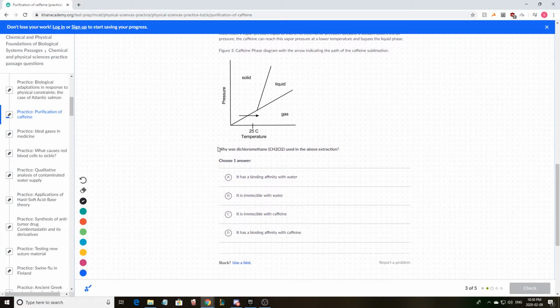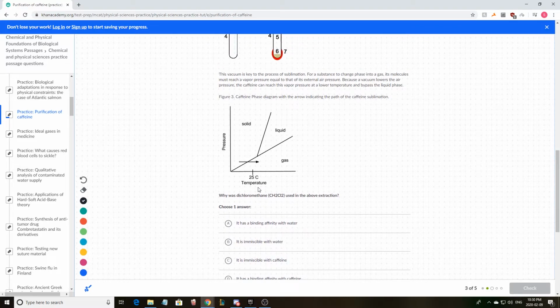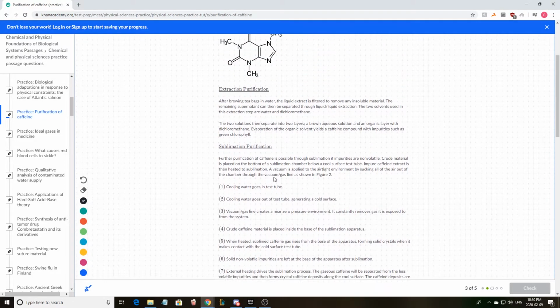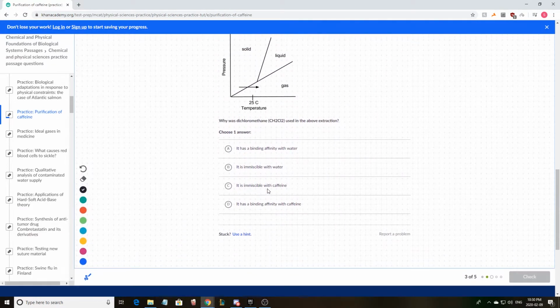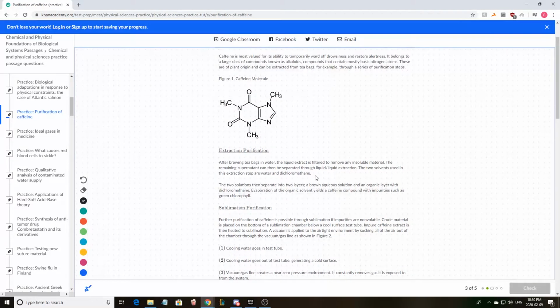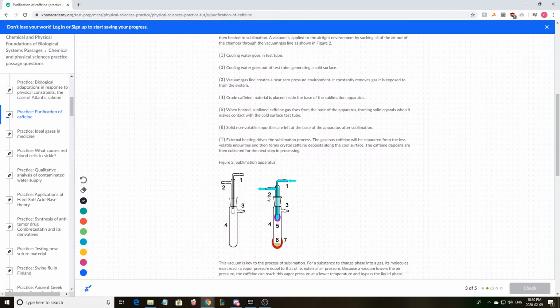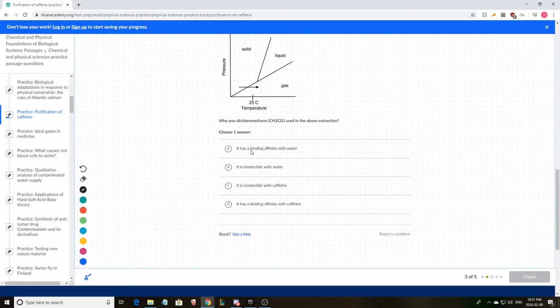So this question asks, why was dichloromethane, CH2Cl2, used in the above extraction? So what was the purpose of using the dichloromethane here? And just referring back to when they spoke about the dichloromethane, they said it was used in the initial extraction phase along with water. So the options that they said here is it has a binding affinity with water.